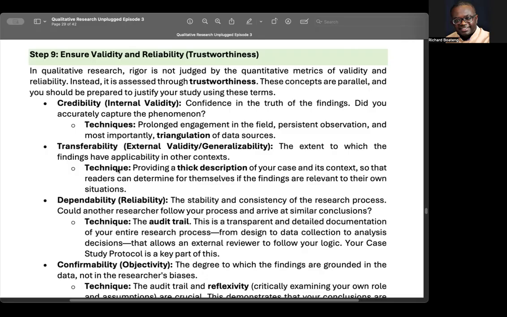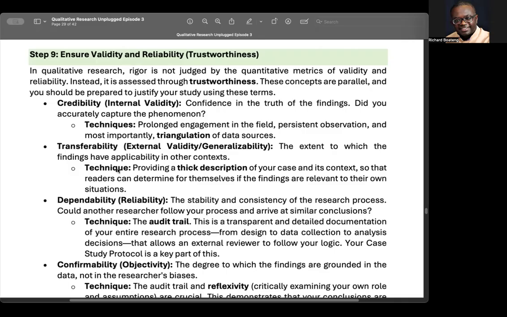Your job as the researcher is to provide a really rich, detailed, dense description of your case and its context. This allows readers, other researchers, practitioners to judge for themselves whether the findings might be relevant or transferable to their own situations. You provide the information for them to make the transferability judgment. You give them the basis to decide. Yeah. Got it.